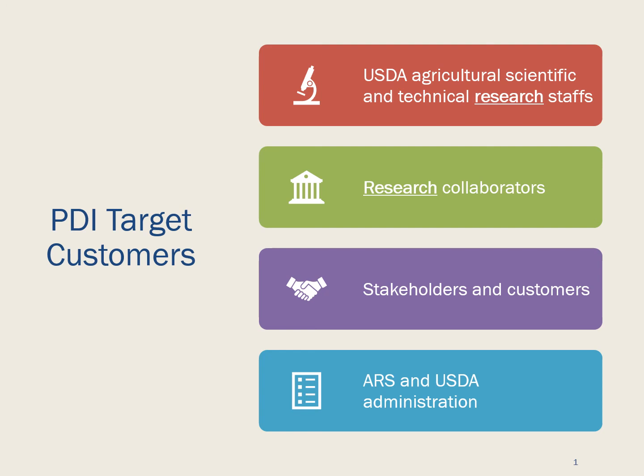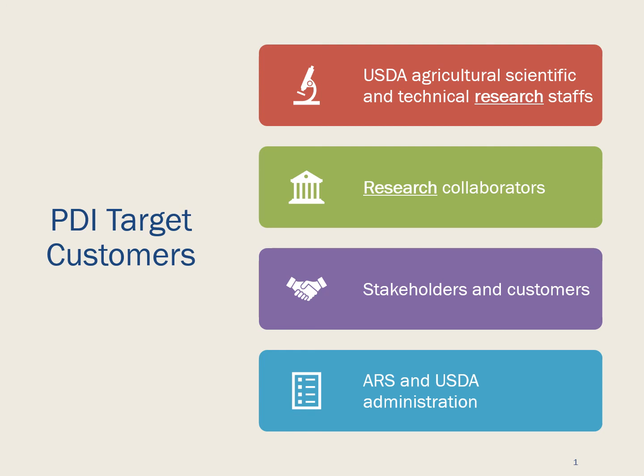To me, the number one question for any project is who are the stakeholders? Who are the customers? To me, the PDI target customers are clear. Our number one customer is our in-house research teams. Our number two target customers are collaborators. Nearly all of our ARS research units work with collaborators. So if the PDI solutions do not work for these collaborators, then these solutions do not work for our ARS researchers. Number three are our stakeholders, our customers, linked to our various research units. And finally, ARS and USDA administration.